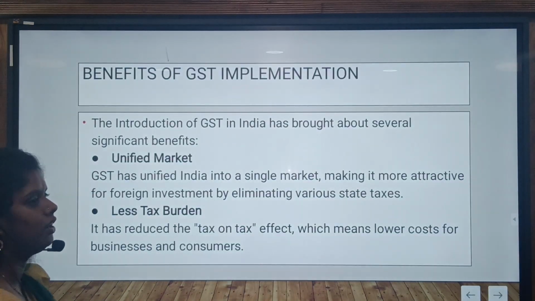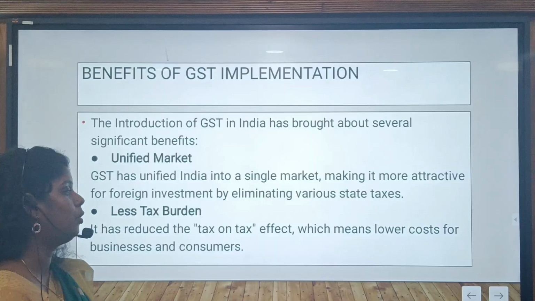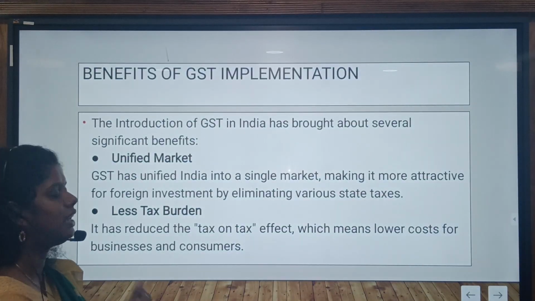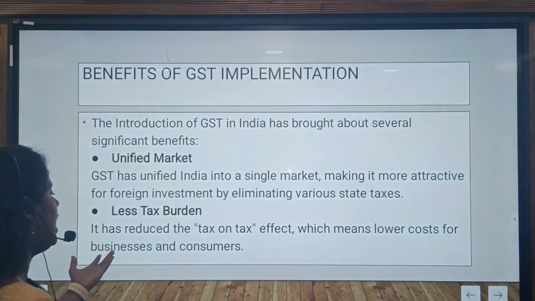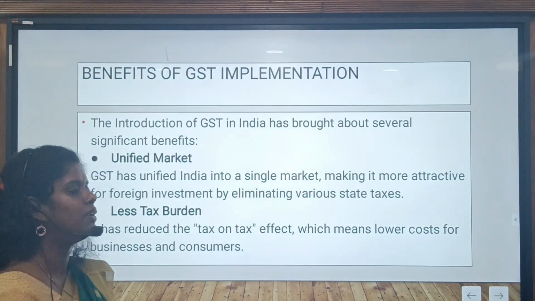The second benefit is less tax burden, where the tax burden plays a very important role. Here the tax-on-tax effect will be reduced, lowering the cost of the economy for the businesses as well as the consumers.